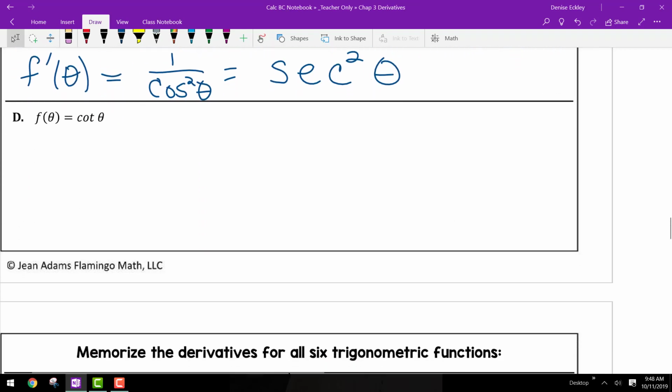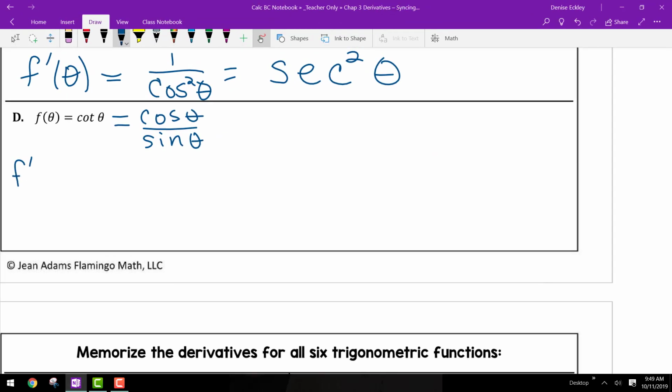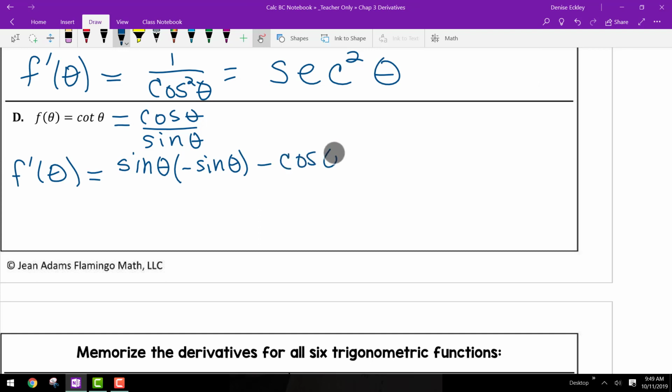And then finally, our cotangent, we want to start by rewriting this as cosine theta over sine theta. Now we can take the derivative of f of theta. Sorry about that. It's because I'm so close to the edge of the program. F prime of theta is equal to the derivative of the numerator times the denominator. So we have sine theta times negative sine theta minus the numerator, which is cosine theta, times the derivative of the denominator, which is cosine theta.